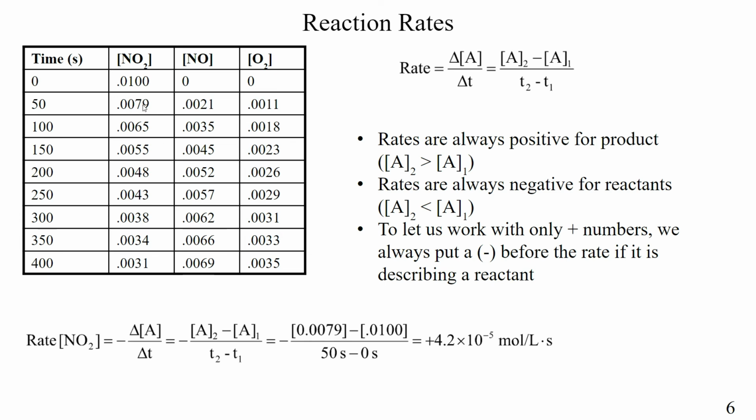Final, which at the 50-second mark is 0.0079. So plug that in there. Then I got my initial, 0.010, which I'm going to plug in here. So I got the change in concentration on my top, matching here. And then what do we do about the time? 50 seconds minus 0, so we're going to put 50 minus 0 here. And then once we do our math here, we're going to see that the rate, in this case, is going to be 4.2 times 10 to the negative 5.